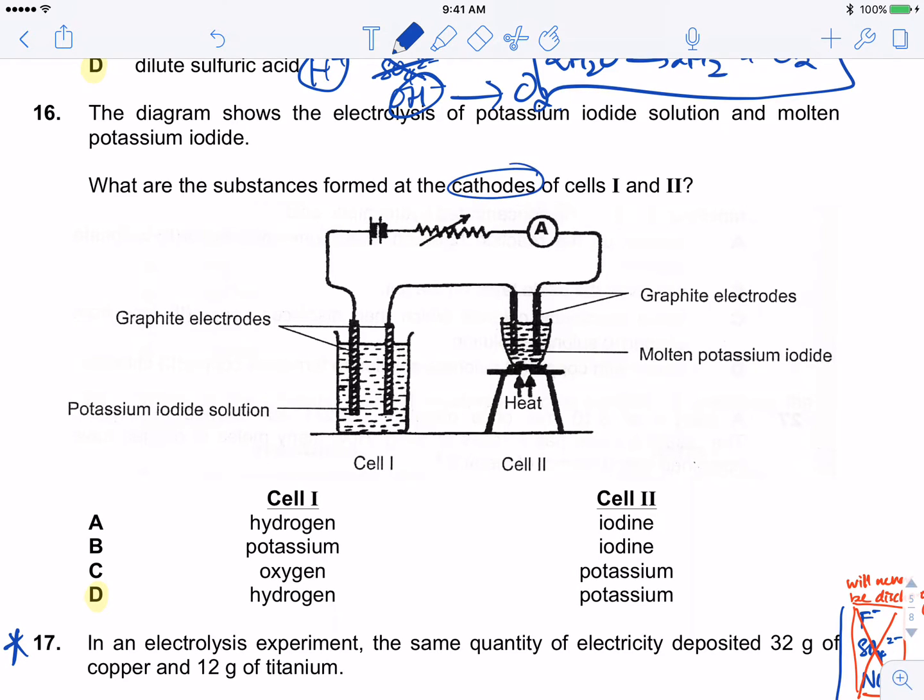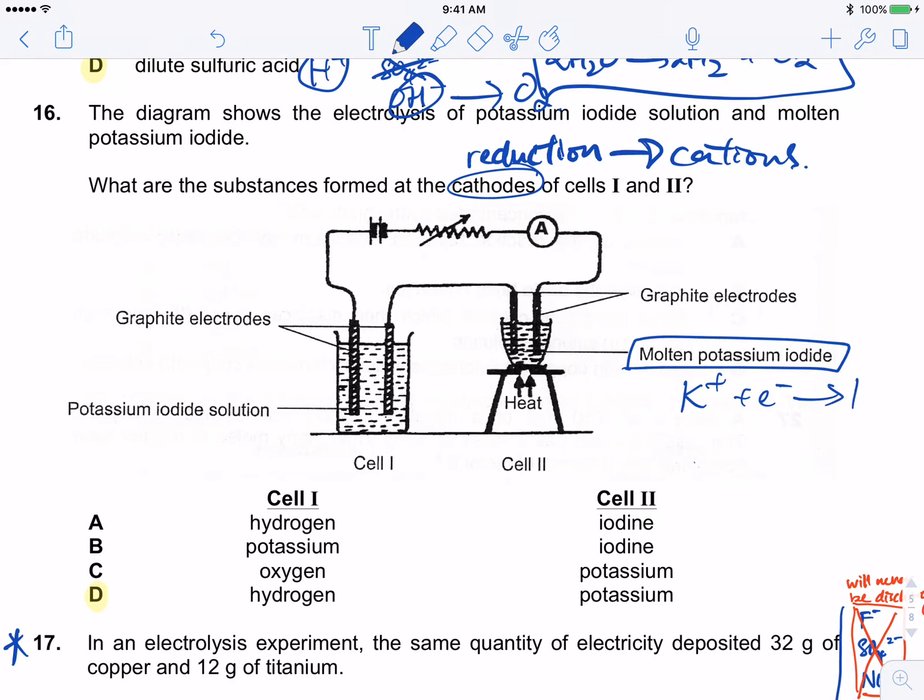They are asking for cathode, which is the site of reduction. So what can be reduced is your cations. Okay, so if we look at the molten potassium iodide, there is only one cation here, which is your K+. So K+ will gain an electron to become potassium.